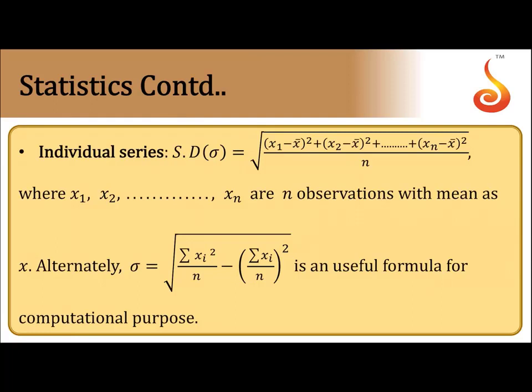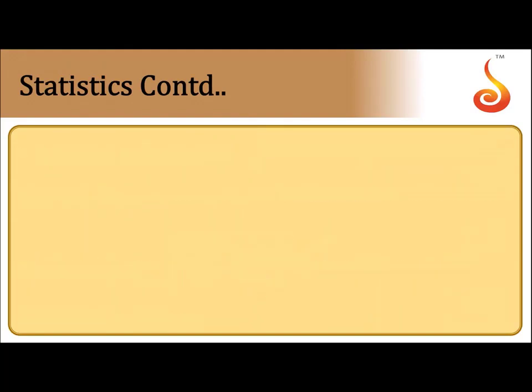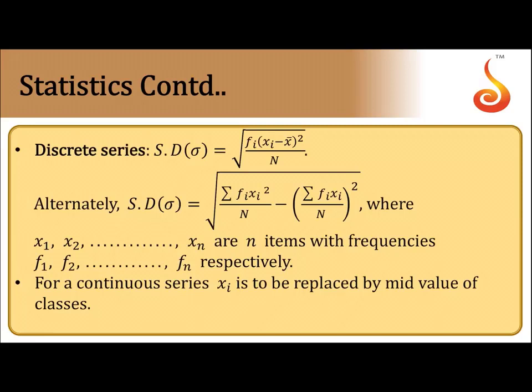The next one is about the standard deviation for the individual series. This is the formula, and the same formula can be put in sigma notation, and it looks like this. After simplification, sigma is equal to the square root of (sigma xi square by n minus (sigma xi by n) taken whole square).